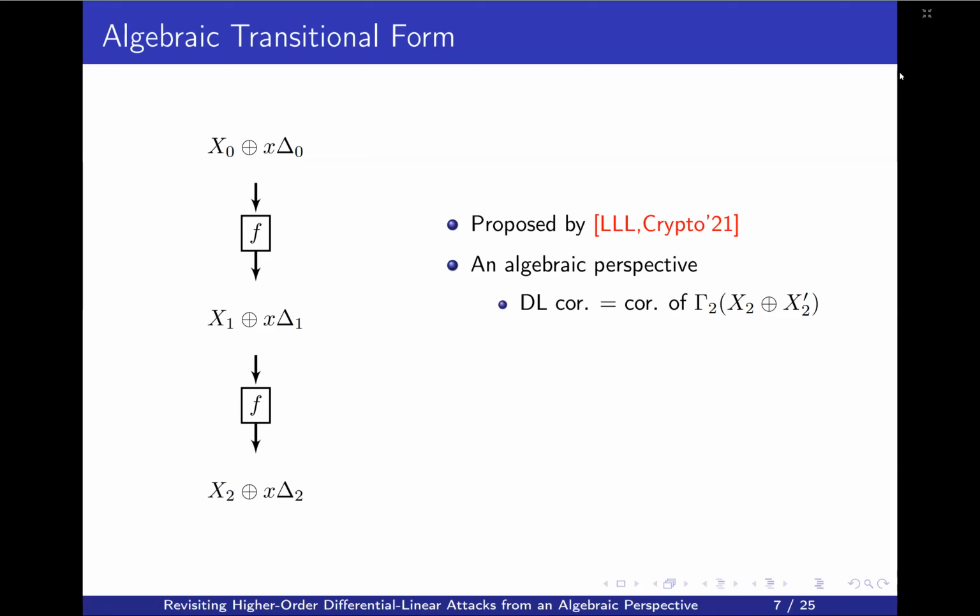After the round function or some part of the cipher, we get x1 plus x delta 1. If we regard x1 and delta 1 as functions of x0, then x2 and delta 2 can also be regarded as functions of x1 and delta 1. In a recursive way, we construct the delta 2 expression as a function of x0, but in a recursive one. Okay.